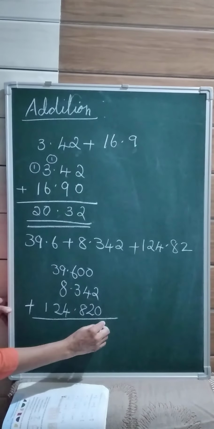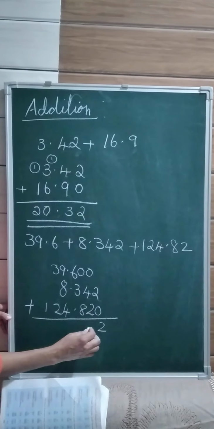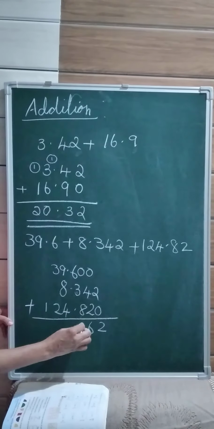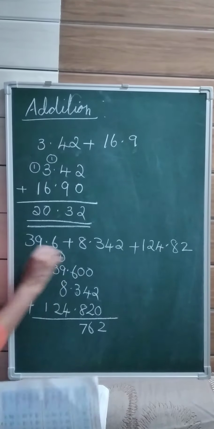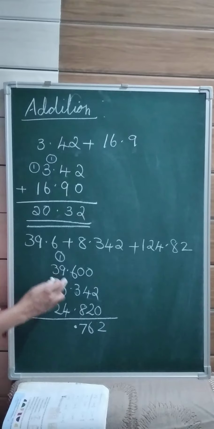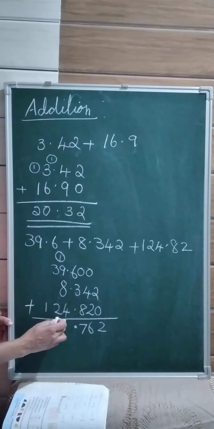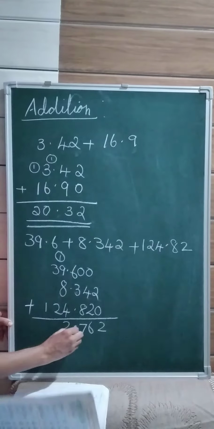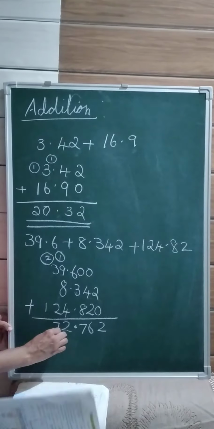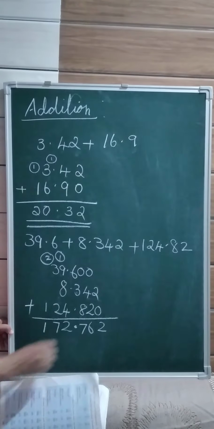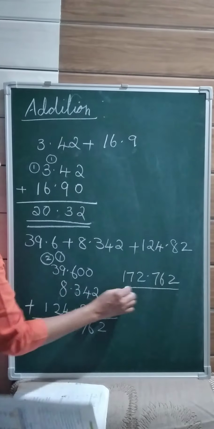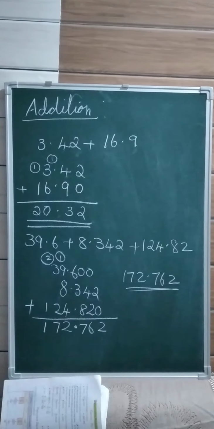2 plus 0, that is 2. 4 plus 2 is 6. 6 plus 3 is 9. 9 plus 8 is 17. 1 carry, decimal point. 1 plus 9 is 10. 10 plus 8 is 18. 18 plus 4 is 22. 2 plus 3 is 5. 5 plus 2 is 7. 1. Answer is 172.762. Addition is very much easy.